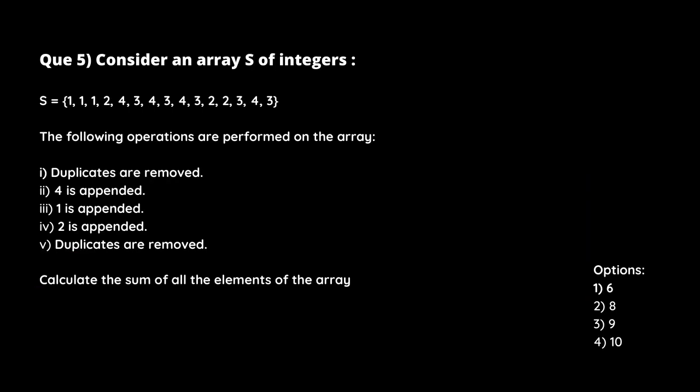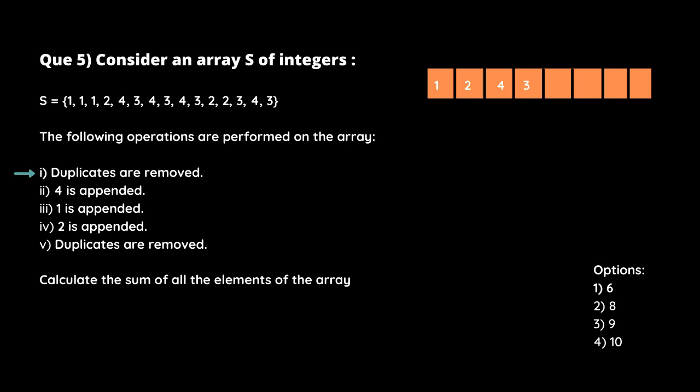Now let's move to the fifth question. In this question it is given, consider an array S of integers. So you are given an array. Now the following operations are performed on this array. There are 5 operations which are performed on this array, and you have to calculate the sum of all the elements of the array after all the operations are performed. The first operation is duplicates are removed. So from the given array, if we remove all the duplicates, the elements will be 1, 2, 4, 3. There will be only 4 elements.